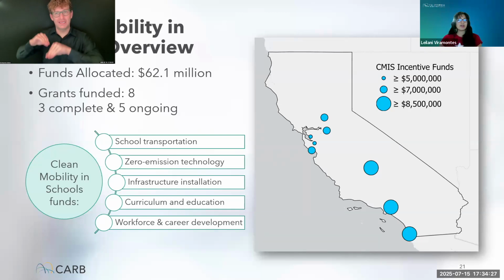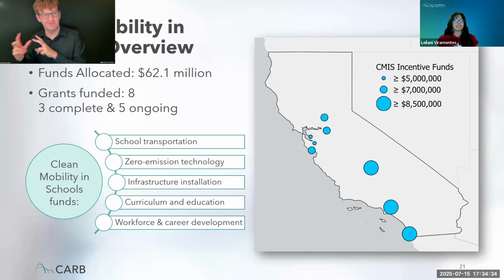Grants under this project fund coordinated, community-led investments that address school-related transportation needs and increase access to zero-emission technology, equipment, and education. To date, Clean Mobility in Schools has awarded $62.1 million to 8 unique school communities and will achieve an estimated 25,500 metric tons of carbon dioxide equivalent greenhouse gas reductions. The map on the slide shows the locations and general amounts of these grants.